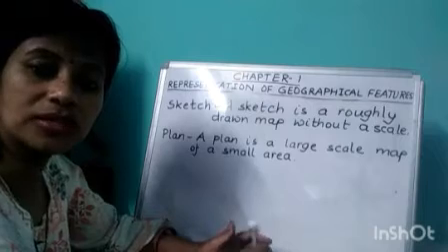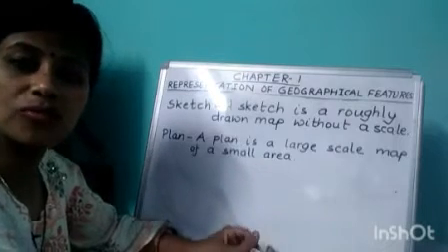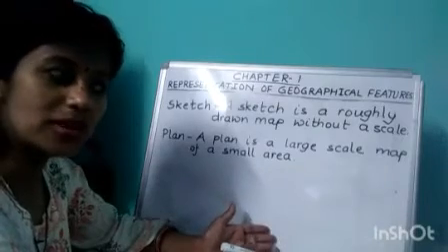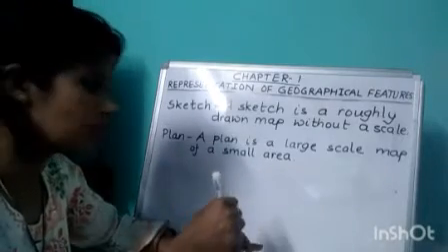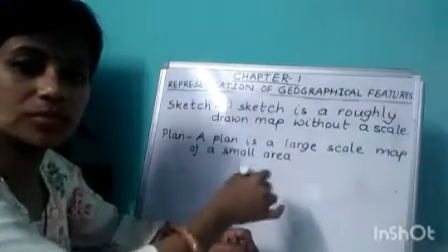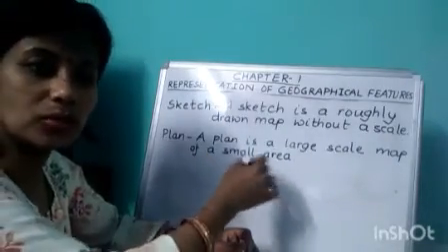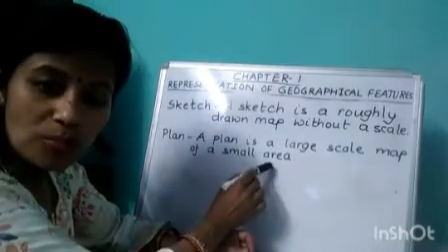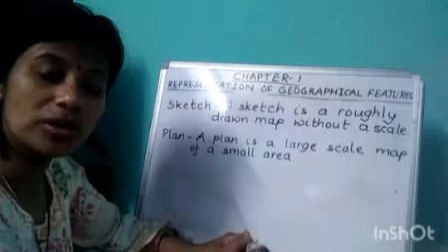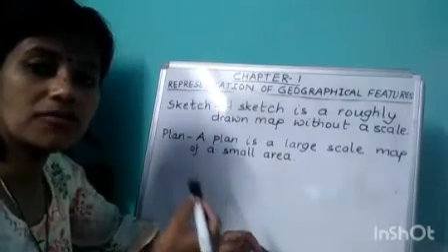If you are telling your father to bring pizza from somewhere and you are telling him, you just turn from here and then go straight, and one fruit shop will be there, and go left and then right. At that time you are showing what? You are drawing a rough sketch.